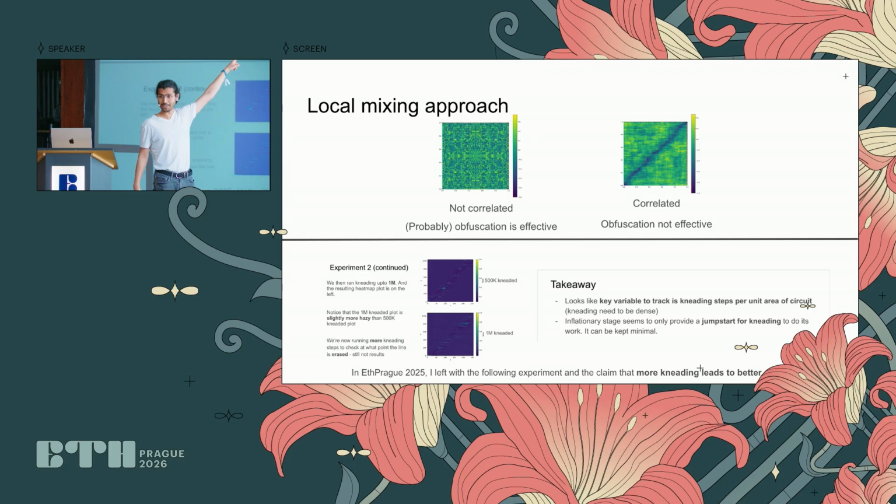By the way, this is not obfuscation. This is just two random circuits that I just sampled. Okay? So we have a heat map that looks like this, but this one is fake.